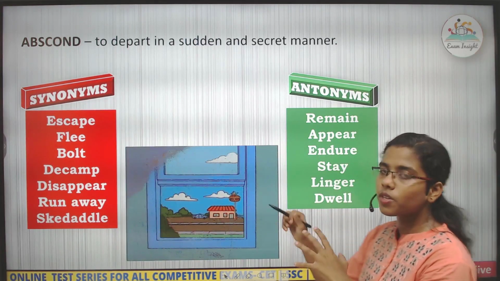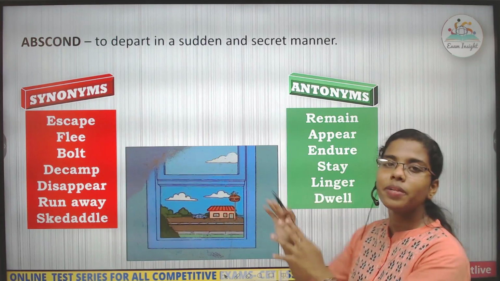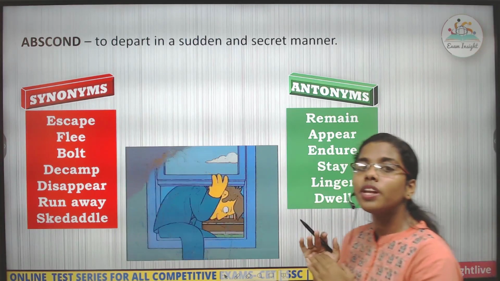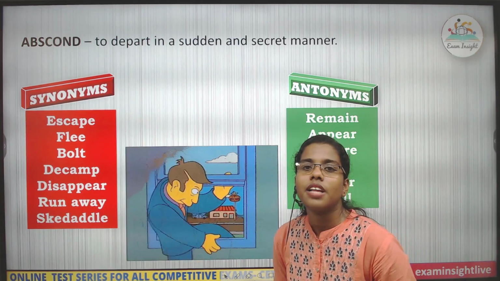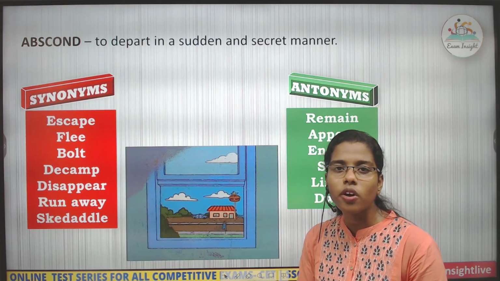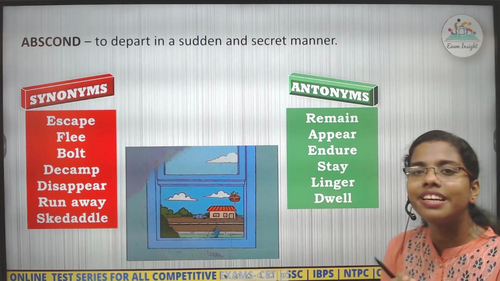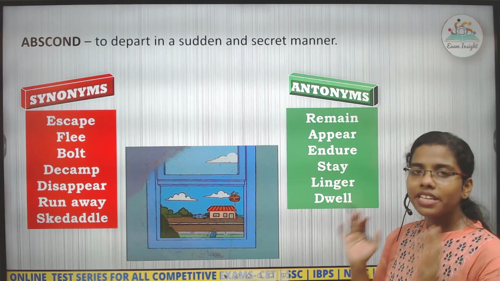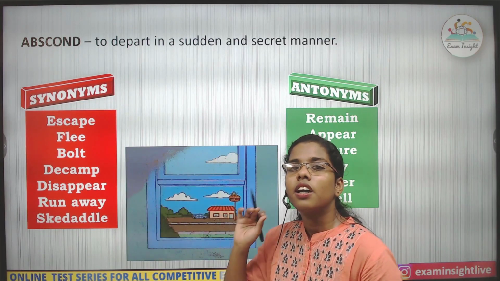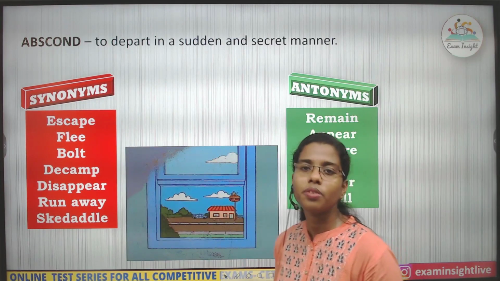As you can see, this person is trying to run away from somewhere. So this is the actual meaning of abscond. This abscond word is usually used in legal matters, as in it is said that a person is absconding from the law. Means what? He is running away from the law. So this word is mostly used in legal terms, but the meaning stands the same wherever used. That is, trying to run away, whatever may be the reason, but he is trying to run away.